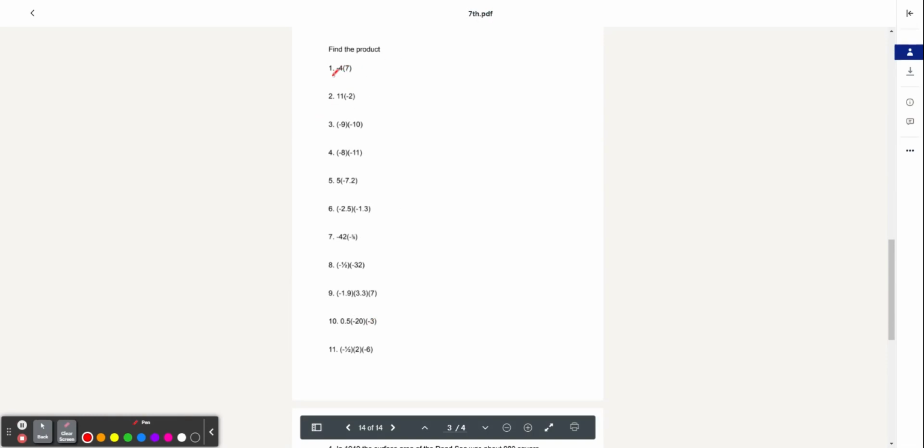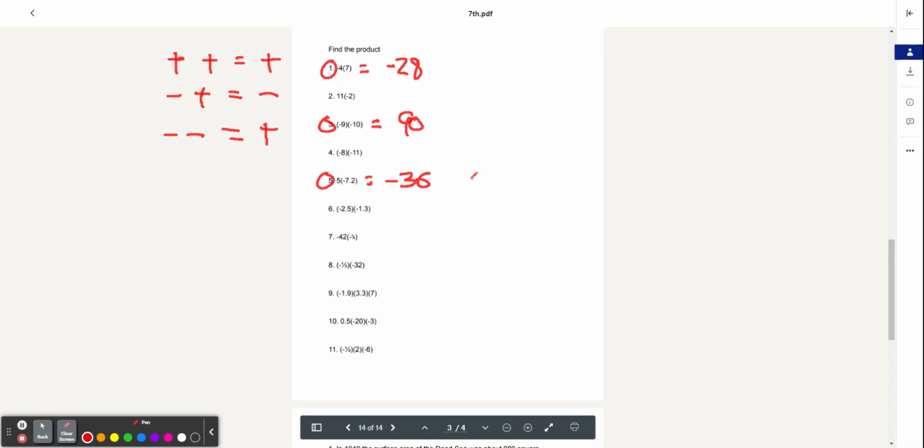Okay, now we find the product. So negative 4 times 7, negative times a positive, that is a negative number. So remember, positive times positive, that's a positive. Negative times positive, that's a negative. And negative times negative, that's a positive. So in this case, 1, that's negative times a positive, so it's a negative number. And 4 times 7 is 28, so it becomes negative 28. 3, now it's two negative numbers, and that becomes a positive. So negative 9 times negative 10 is positive 90. 5 is positive times negative, and 5 times 7.2 is 36. So that becomes negative 36.